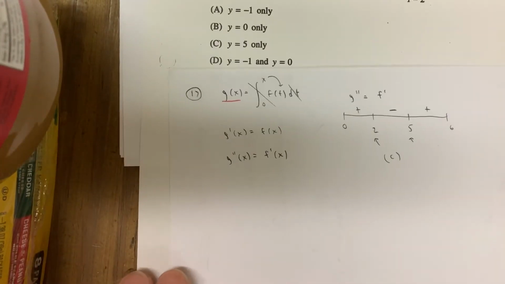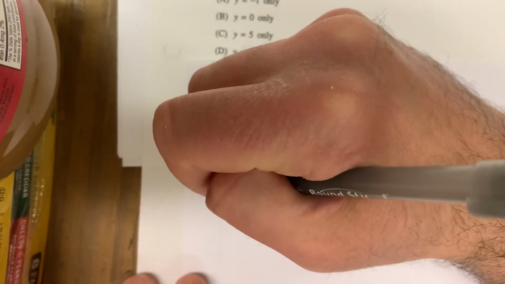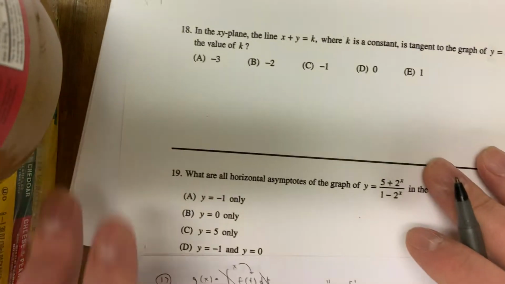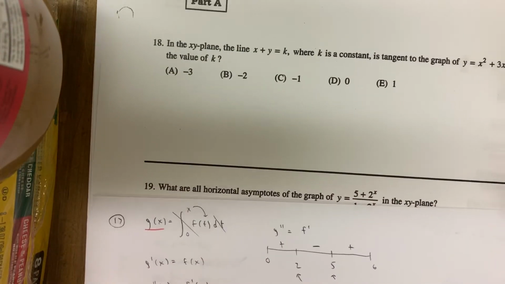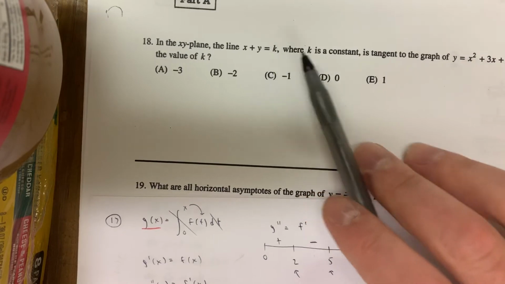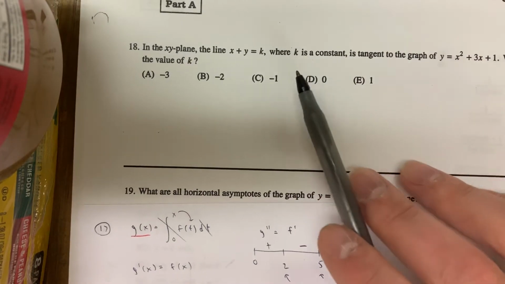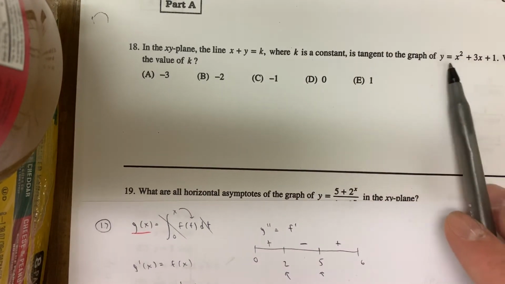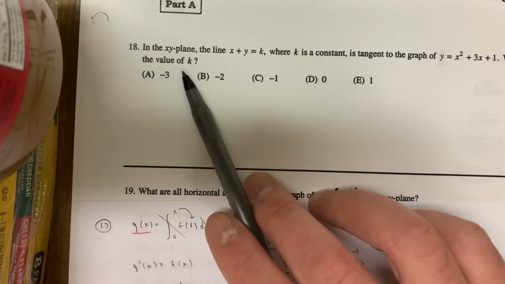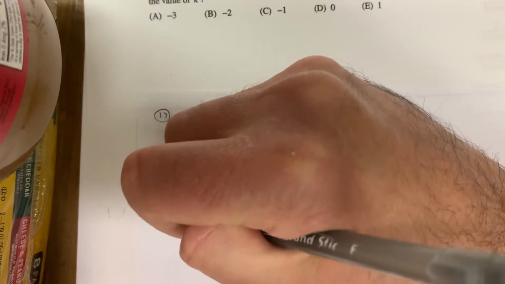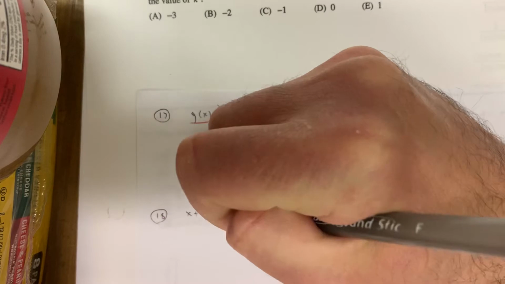Number 18 over here is a problem that actually does bother some people, not the easiest thing in the world. In the xy plane, they give you the line x plus y equals k, where k is a constant, and it is tangent to this graph right here. What is the value of k? So I actually told you that x plus y equals k is a tangent line.